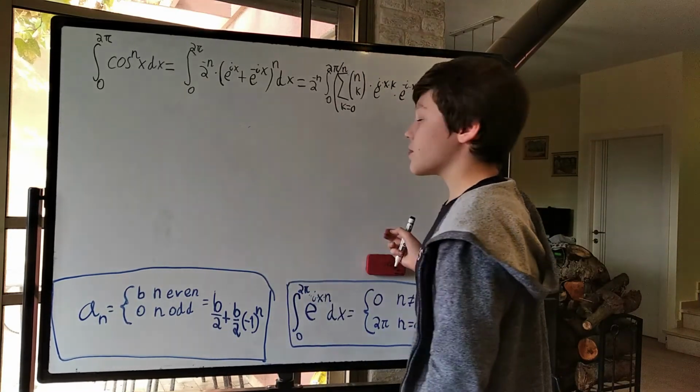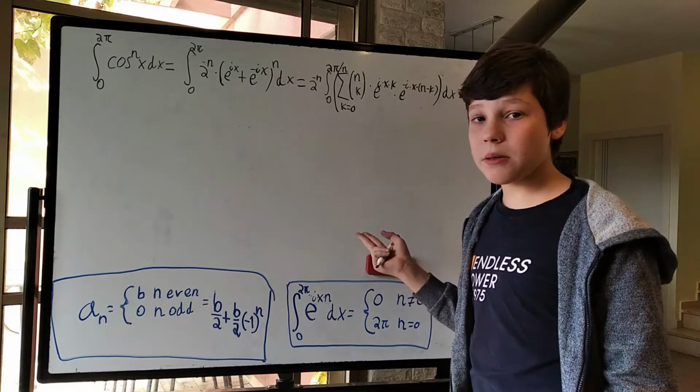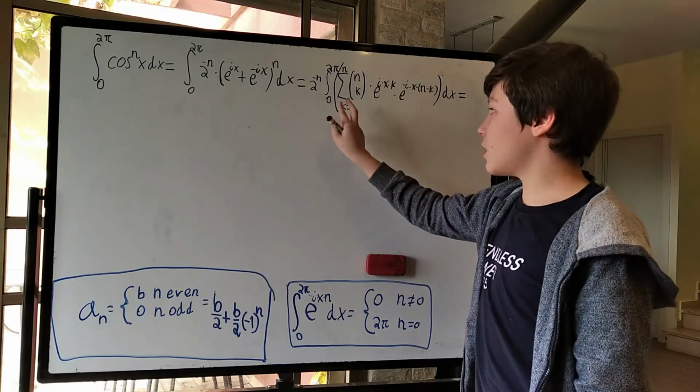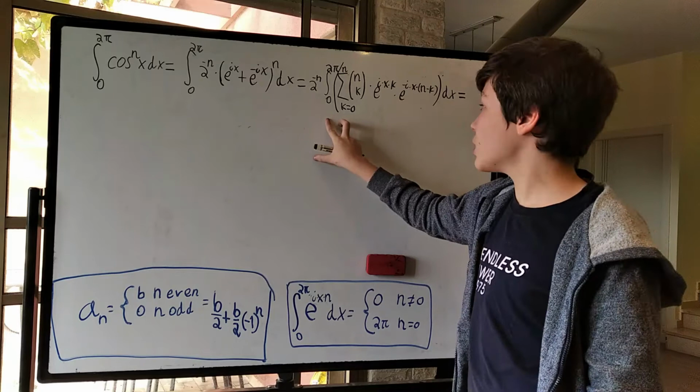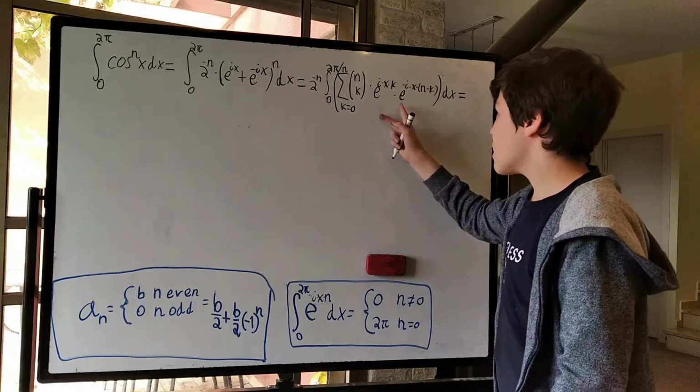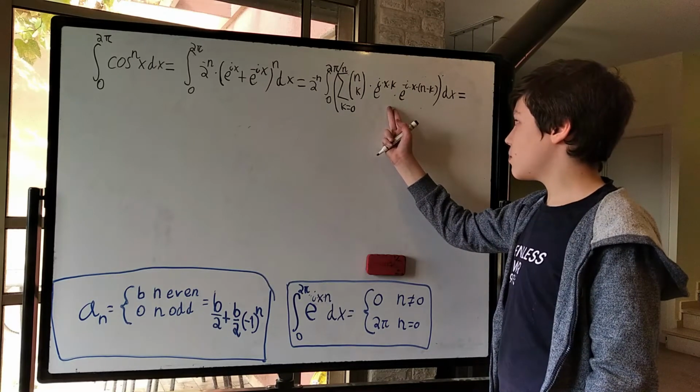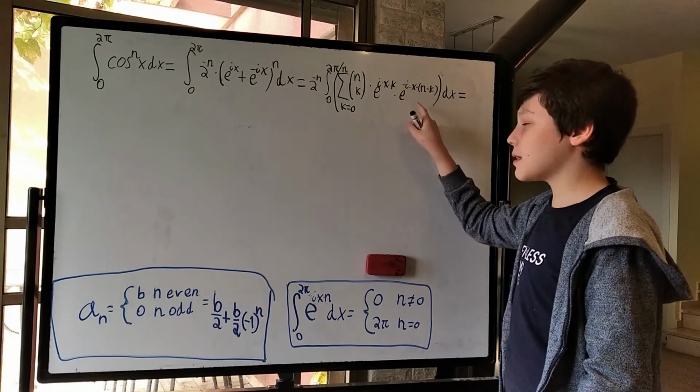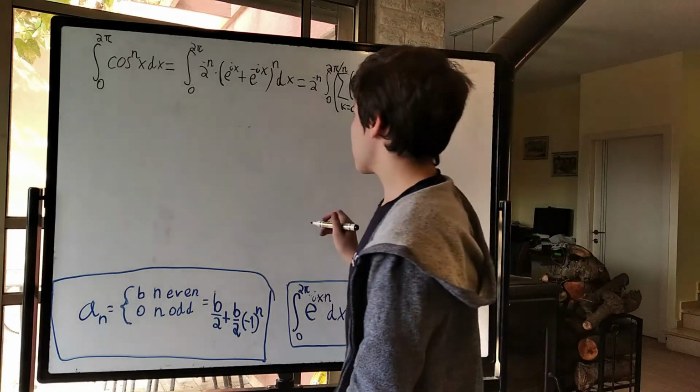Alright, now we're going to do two things at the same time. Switch the order of summation and integration and combine these two. e to the something times e to the something, sum the powers. Combine them.